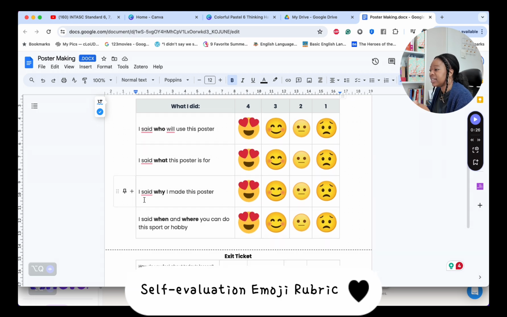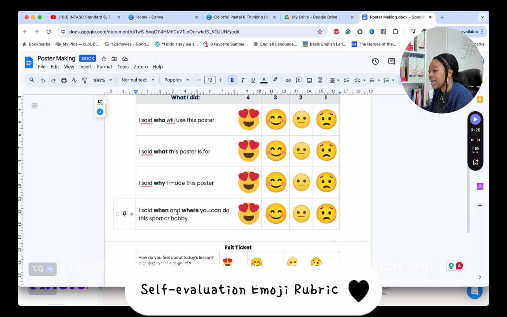Absolutely, no, I didn't. I said why I made this poster. I said when and where you can do this sport and hobby. So all the things that I expect them to have, I've put in a way that's easier to understand. For lower level learners, I also translate the sentences or give more explanations.